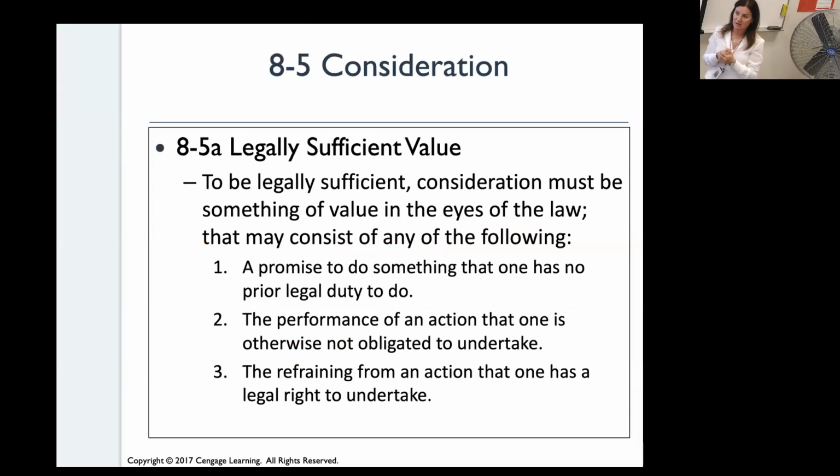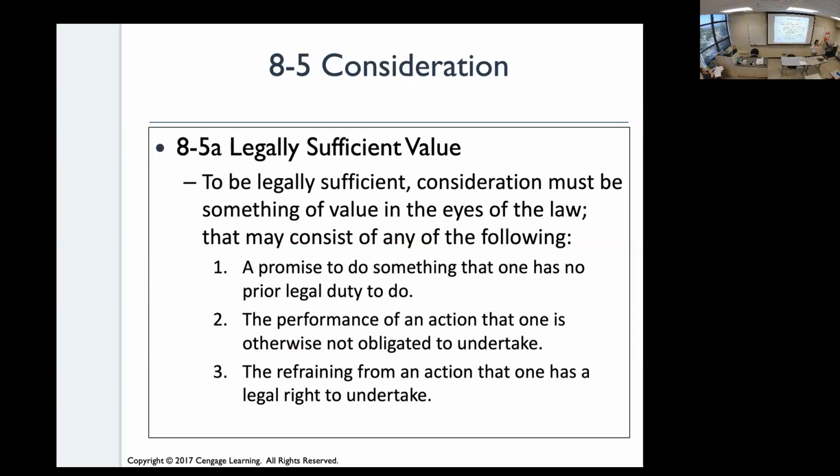Consideration quickly: there has to be legally sufficient value. The consideration must be something of value in the eyes of the law, which may consist of any of the following. A promise to do something that nobody already has a legal requirement to do, right? So, I'm already legally required to do something.